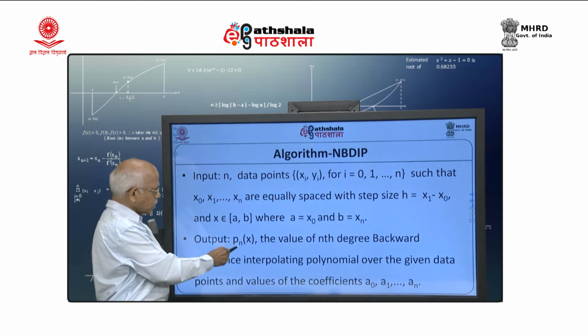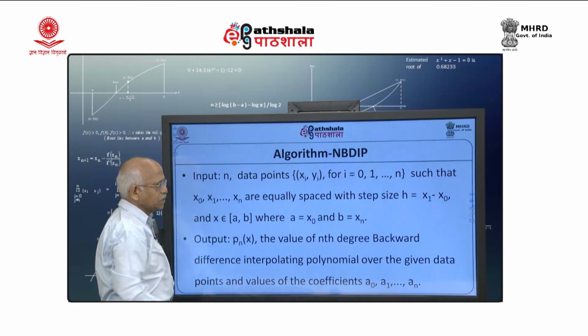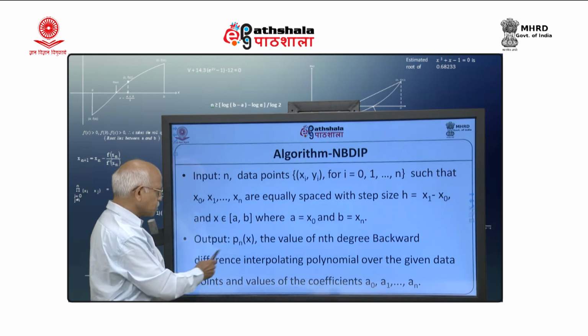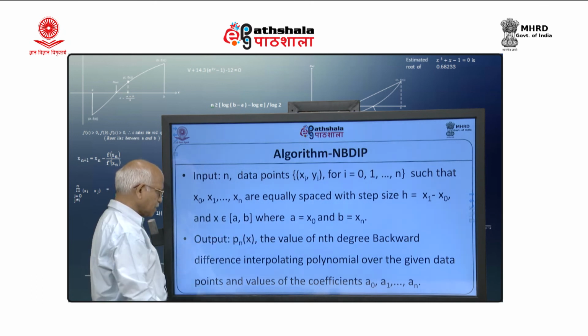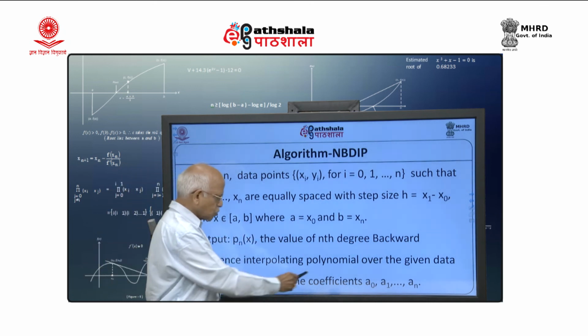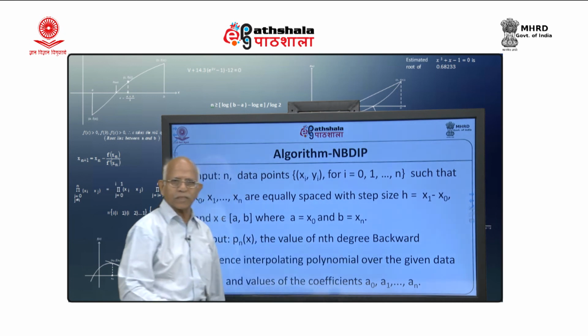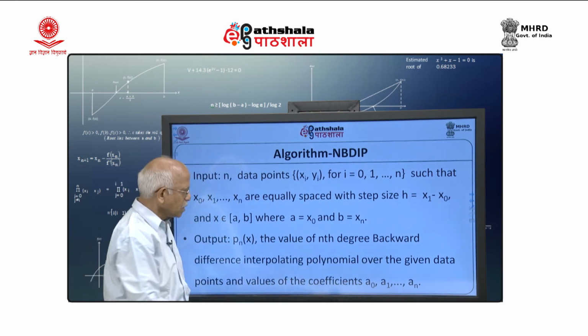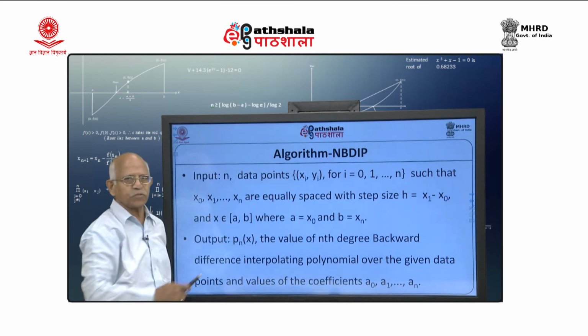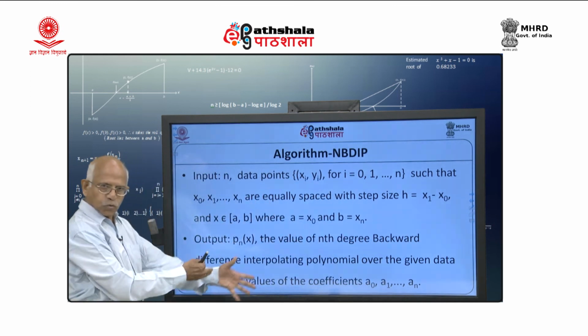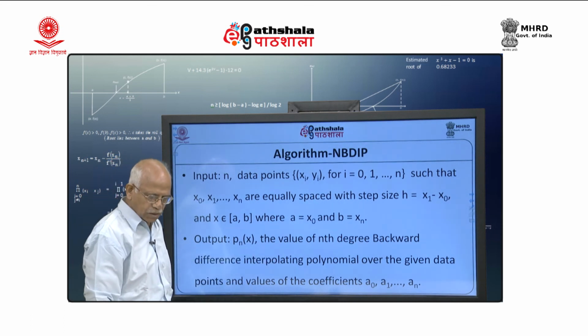The output of this algorithm is p n x, the value of the nth degree backward difference interpolating polynomial over the given data points at x, and the values of the coefficients, given again in terms of a 0, a 1, a 2, a 3, up to a n. But in this case these are going to be different from what we were computing in the forward differences, though the notations used for the coefficients are the same.